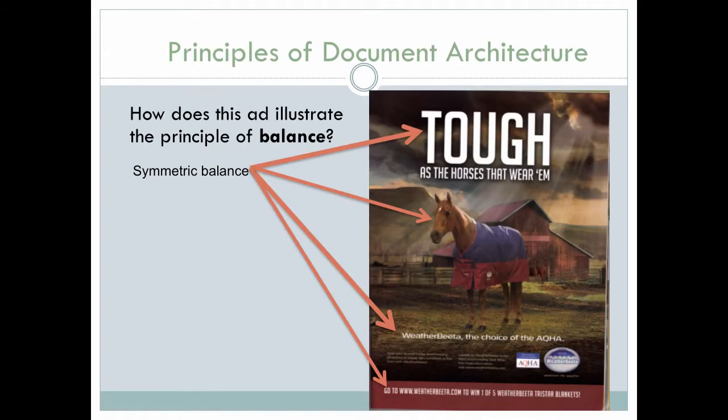Let's look at principles of document architecture. How does this ad illustrate the principles of balance? Well, it clearly illustrates a symmetric balance by having the headline, the body text, and the tagline all centered on the magazine ad. The horse is also centered on the ad. And then you can come down here and see how this little body text here is proportionately represented across the page, making that also symmetrical.